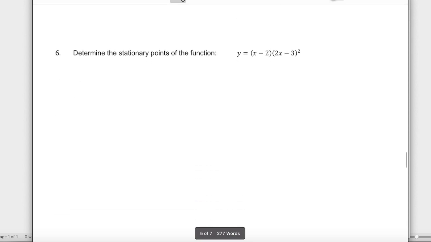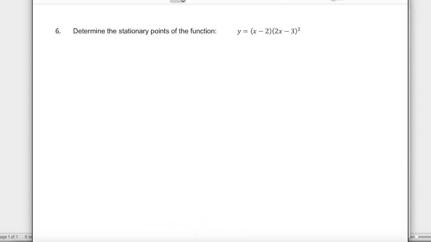And in question 6, you're asked to determine the stationary points of the function y equals (x plus 2)(x minus 2) bracketed with (2x minus 3) all squared. So again, we're going to use the product rule. We're going to find the derivative, and we know that when that derivative function represents the gradient equaling 0, we want to find what x values that occurs for, and then find the y values that go with each x value to actually identify each stationary point.